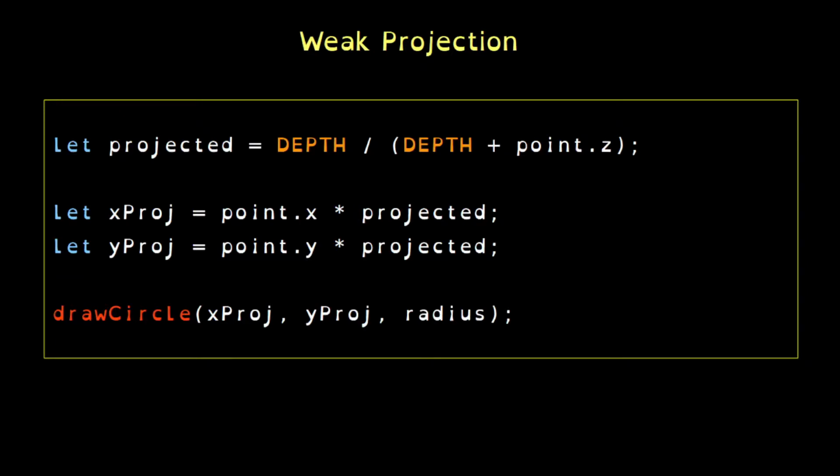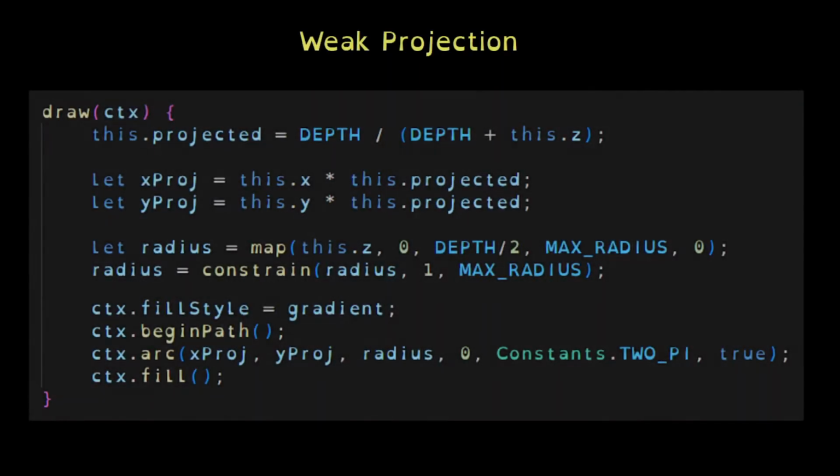Alright, so a weak projection relies on the screen having a certain depth. Here is the formula to calculate the projected x and y locations from three-dimensional points. The values x projection and y projection are 2D points that will be drawn on the screen. Here is what the JavaScript code looks like. Note how the radius is calculated based on the value of z. Essentially, the deeper a point is on the screen, the smaller its radius must be. This will add to the illusion of that sphere or circle looking three-dimensional.